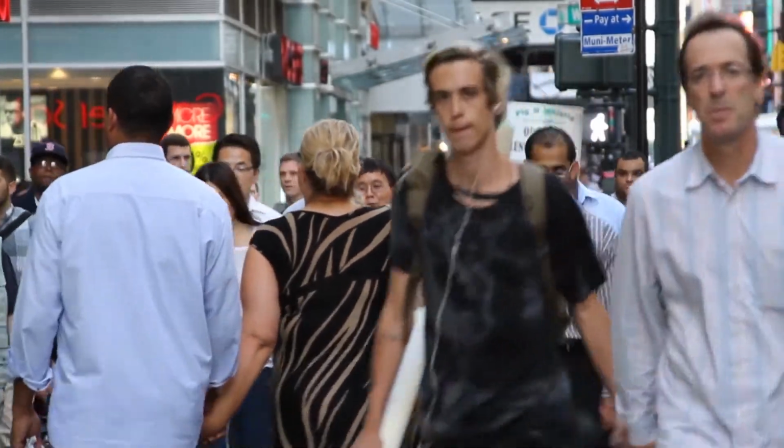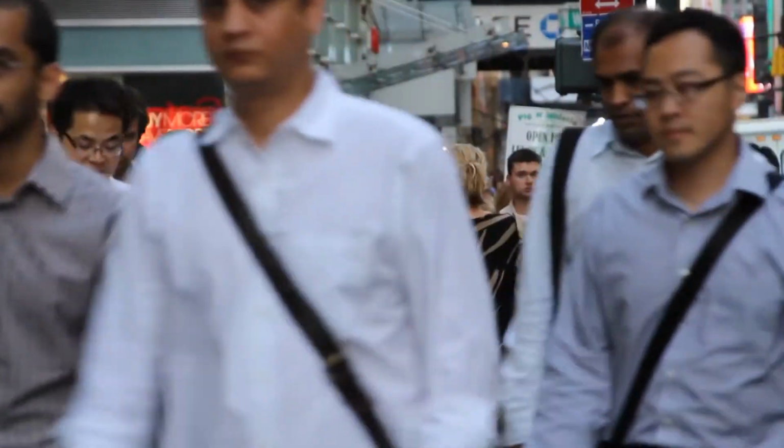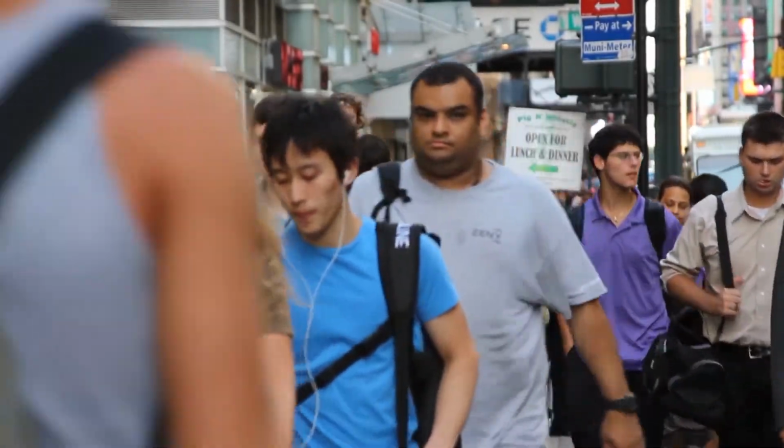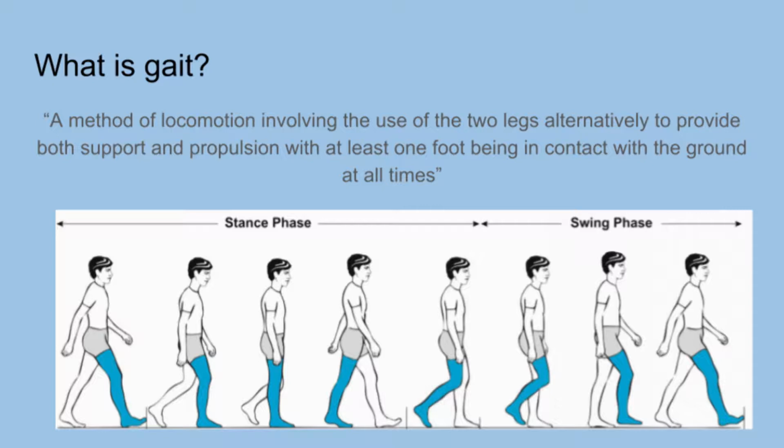For most people, walking is such a natural part of everyday life that they don't ever stop to think about how it works. This video will give you a more in-depth understanding of gait. What is gait? Gait is typically defined as a method of locomotion involving the use of the two legs alternatively to provide both support and propulsion, with at least one foot being in contact with the ground at all times.